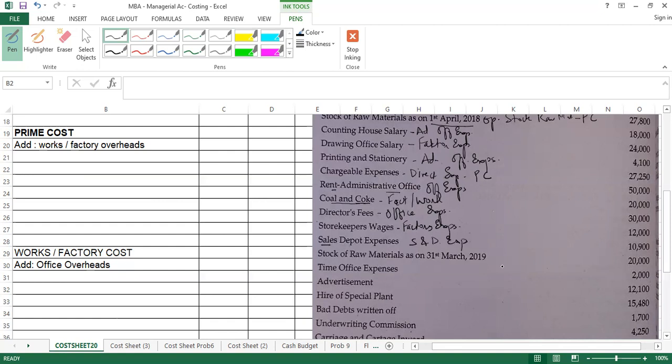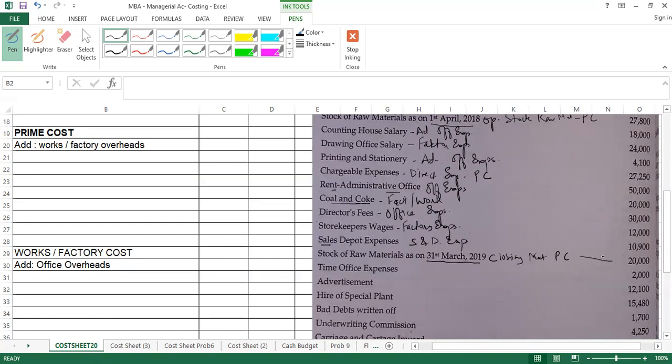Stock of raw material as on 31st March 2019. 31st March 2019 is closing stock. So this will be deducted from your materials. This is your prime cost component, 20,000. Next. Time office expenses. Time office.